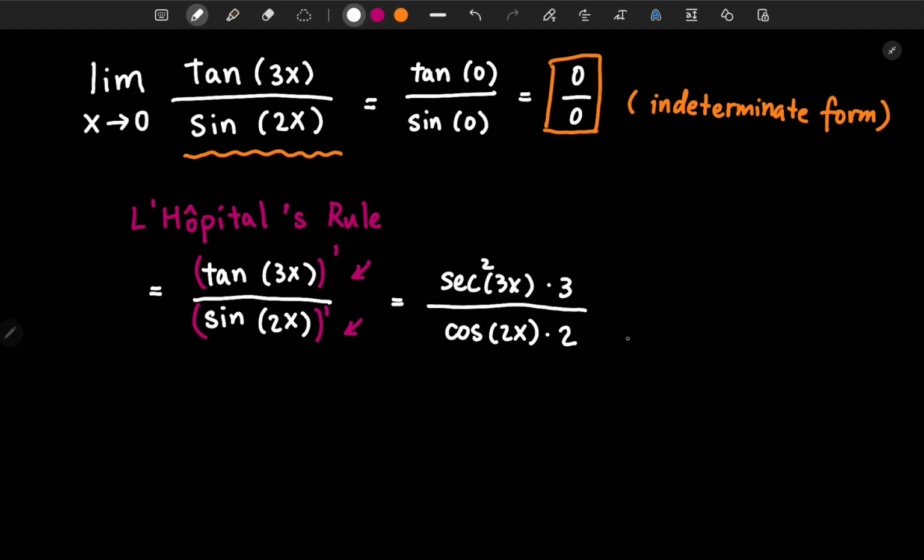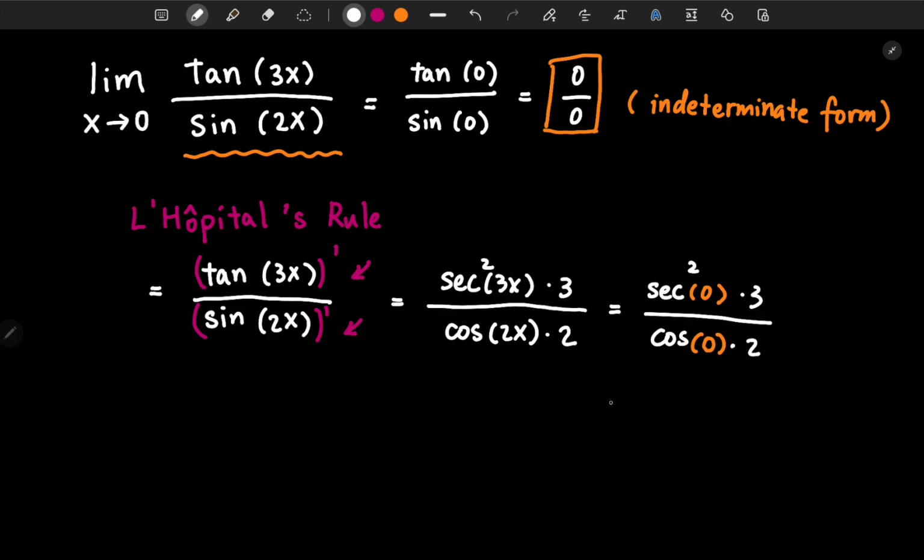Let's calculate what it would be when x goes to 0. We would have secant 0 squared times 3 over cosine 0 times 2.